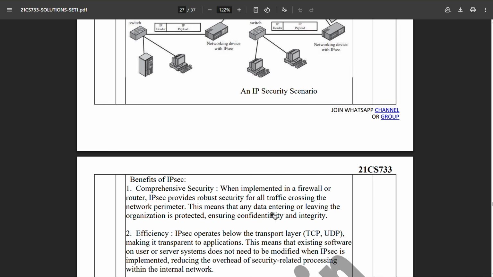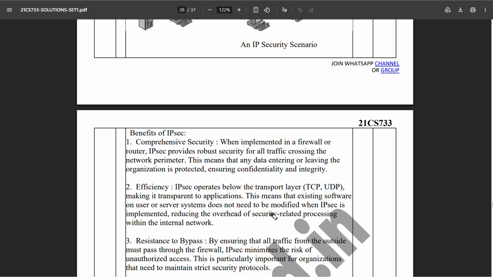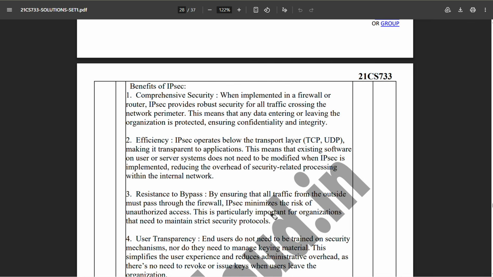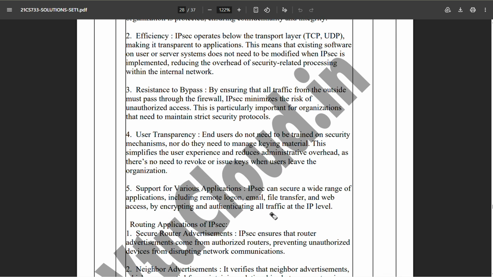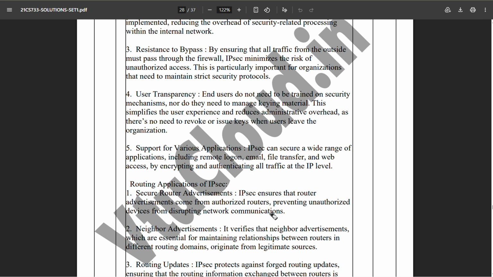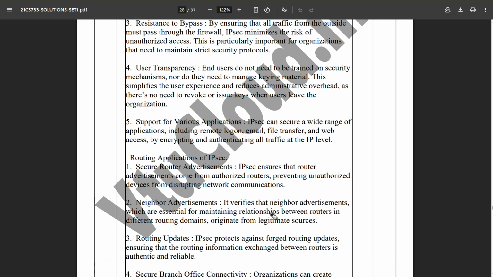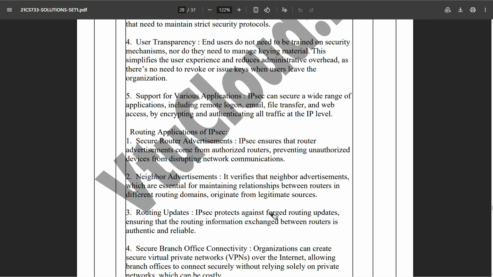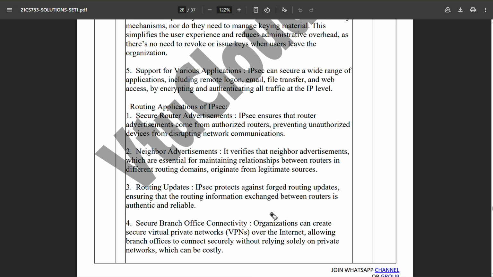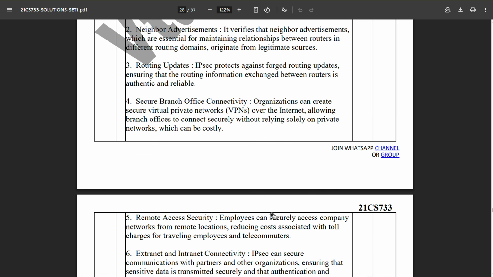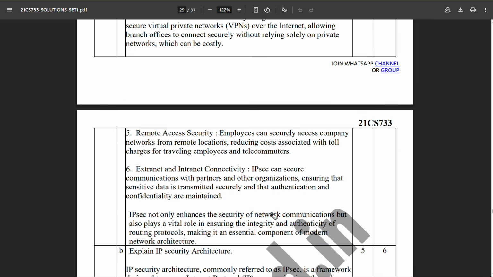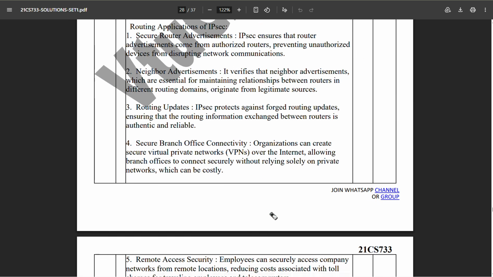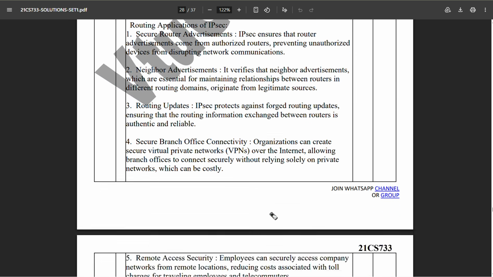And the benefits of IP security are comprehensive security, efficiency, resistance to bypass, user transparency, and the fifth one is support for various applications. And the routing applications of IP security are secure router advertisements, neighbor advertisements, routing updates, secure branch office connectivity, remote access security, extranet and intranet connectivity. These are the six routing applications for IP security.